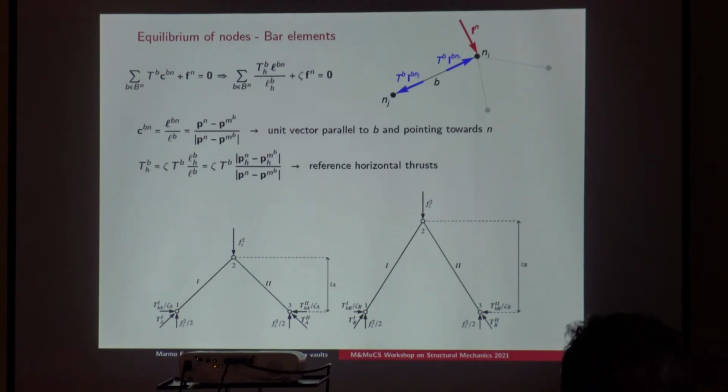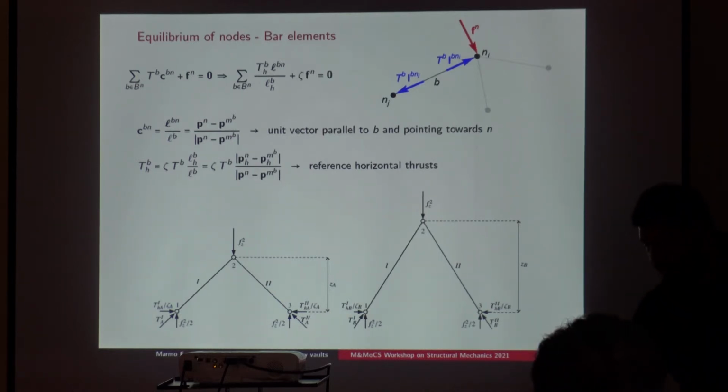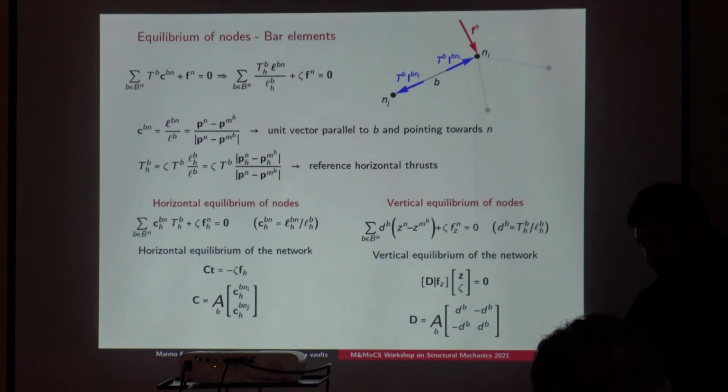And of course, in the limit condition in which the structure has reached a limit equilibrium state, which is, for example, minimum thickness, in that case, the maximum and minimum thrust solutions coincide with one another. And so in that case, we realize that we reached this limit condition by verifying that the value of zeta for both the maximum thrust solution and minimum thrust solution are equal to one another. And I will use this concept later to evaluate the minimum thickness of a vault.